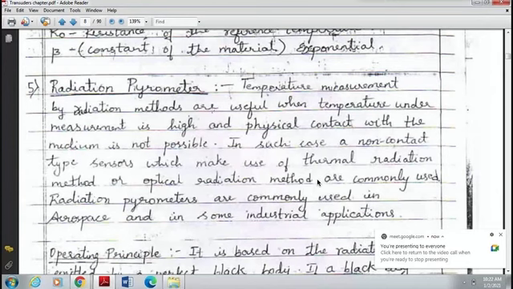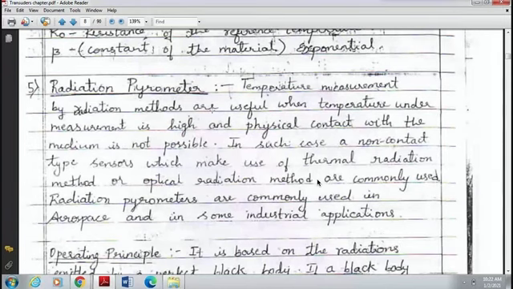So directly, whenever you can't measure the temperature... you studied about RTDs. In RTDs, wherever you need to measure the temperature, you inserted that probe, through that you could measure the temperature. So wherever it is not possible to have a physical contact with the medium where you have to measure temperature, you can use this type of temperature transducer, that is radiation pyrometers. Okay, so this can be used for measuring a very high temperature.